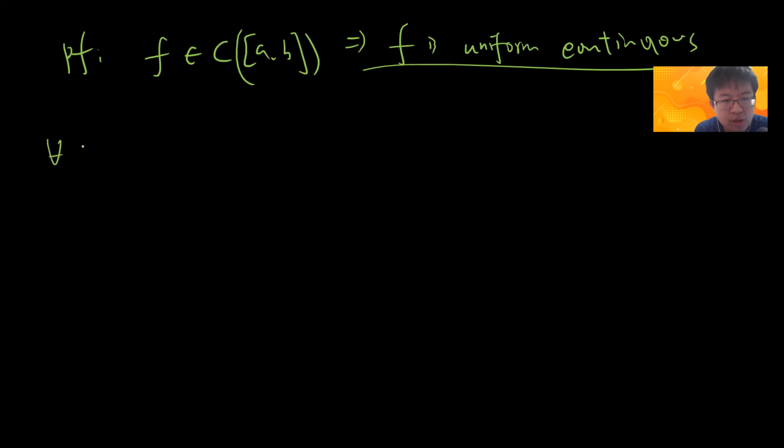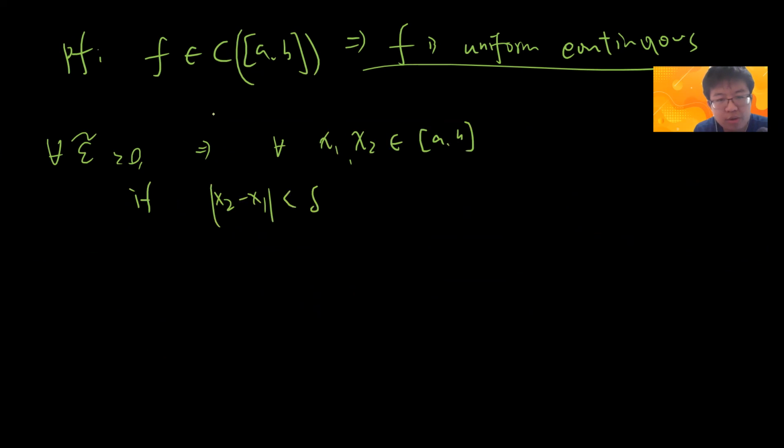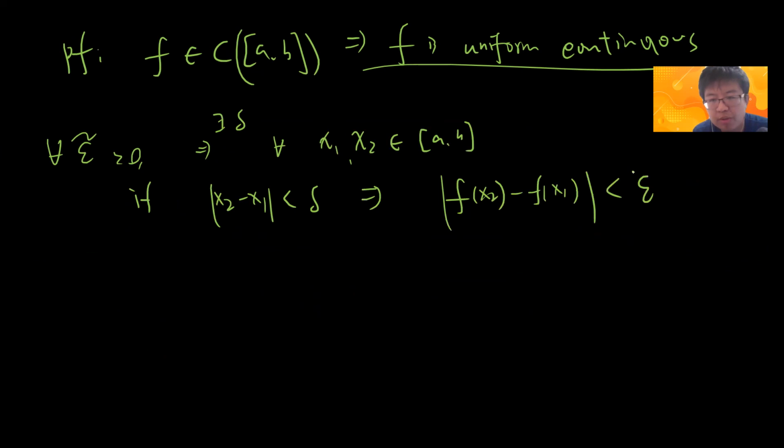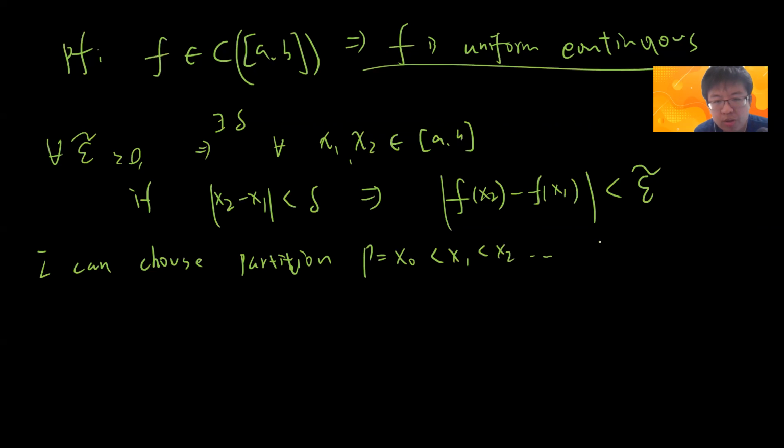So that means, let's say I take some epsilon delta greater than zero. That means if I choose the partition to be small, then for any x1, x2 belonging to [a, b], if their difference is less than delta, there exists a delta such that their difference f(x1) minus f(x2) will be less than epsilon delta. So that means I can choose a partition x0, x1, x2, up to xn equals b, such that x_i minus x_{i-1} is less than delta.